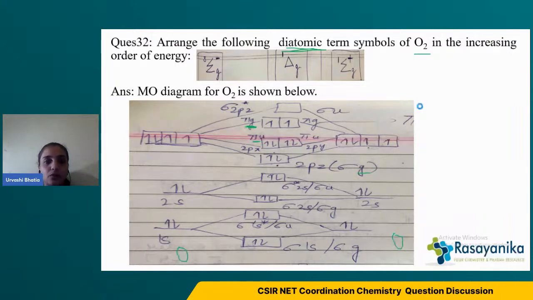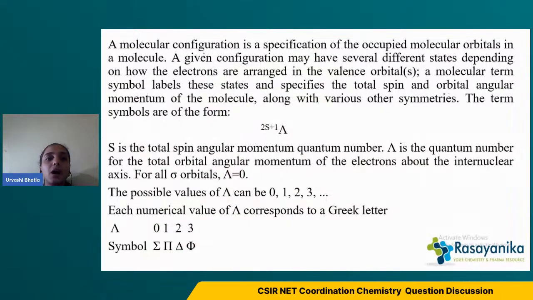Okay. So how do you derive this? A molecular configuration is a specification of the occupied molecular orbitals in a molecule. A given configuration may have several different states depending upon how the electrons are arranged in the valence orbitals. A molecular term symbol labels these states and specifies the total spin and orbital angular momentum of the molecule, along with various other symmetries.